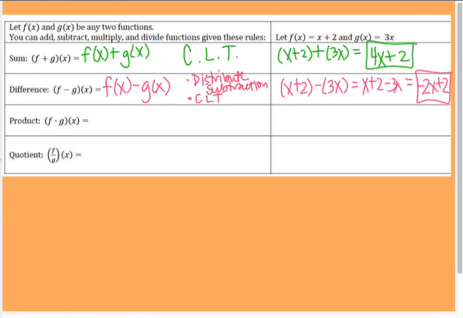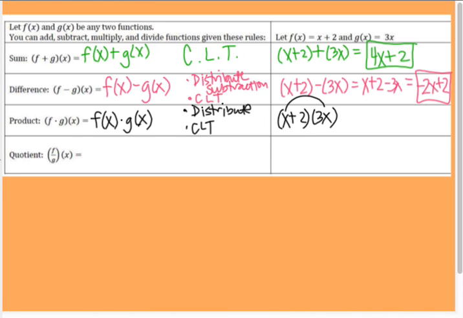Product. We're going to go ahead and just take f of x times g of x. So once again, what we need to do here is you need to distribute, and then lastly, combine your like terms. Okay, so my two functions here, f of x is x plus 2, g of x is 3x. So I would distribute. X times 3x gives me 3x squared. 3x times 2 gives me 6x. There are my two functions multiplied together.